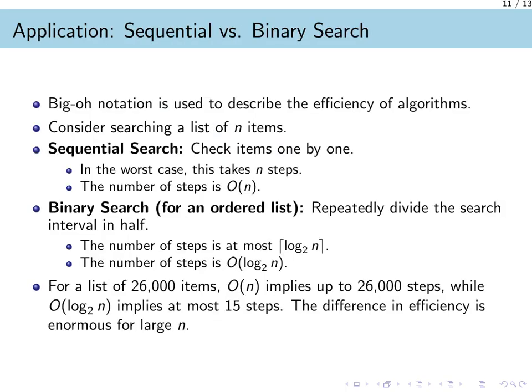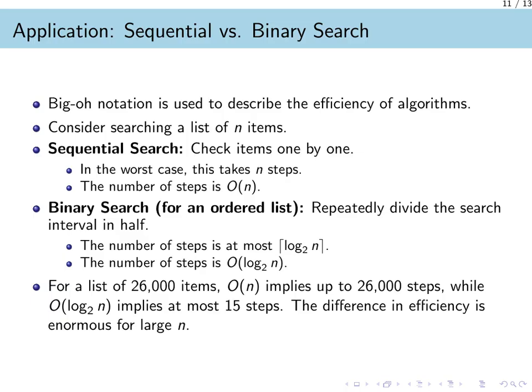Let us apply our understanding of growth rates to the practical problem of searching for an item in a list. The most straightforward method is a sequential search, where you simply check each item one by one. In the worst case, for a list of size n, this takes n steps, giving it a complexity we call big O of n. However, if the list is already sorted, we can use a much faster method called a binary search. This approach repeatedly divides the search area in half, requiring a number of steps that grows logarithmically, which we describe as big O of log base 2 of n.